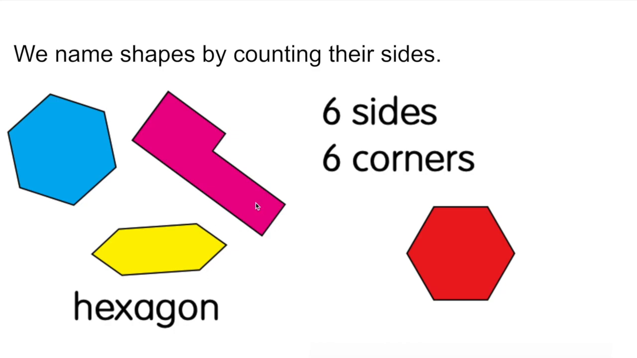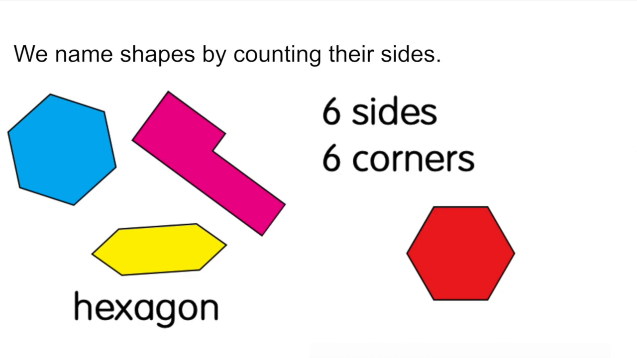And look at this one! Now, some kids would look at this and say, no way, that's not a hexagon. It's not the right shape. But take a moment and count the sides or count the corners. Does it have 6 of them? If it has 6, it is a hexagon. Let's count together. 1, 2, 3, 4, 5, 6. It is a hexagon, it's just a really weird looking one.